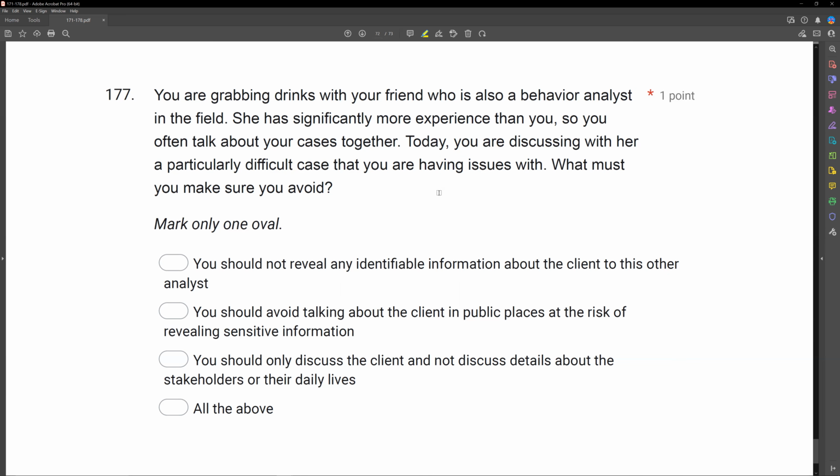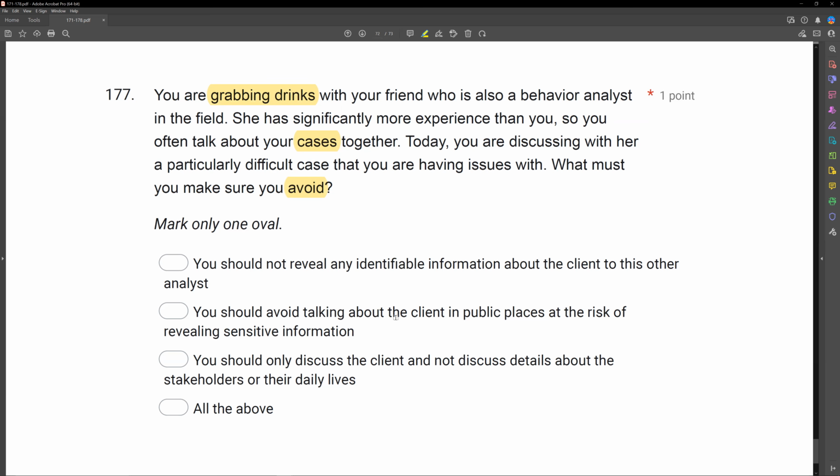Well, we've got to be sure we protect the dignity and, of course, the privacy of our clients, okay? We don't want to reveal anything, right, that could show somebody else who we're talking about. So if we're going to go get drinks, right, and talk about our clients, our cases, what do we need to avoid? A, you should not reveal any identifiable information about the client to this other analyst. Absolutely. Nothing you talk about should be identifiable, right? If they're not on the case, if they don't have consent for that information, you can't share it.